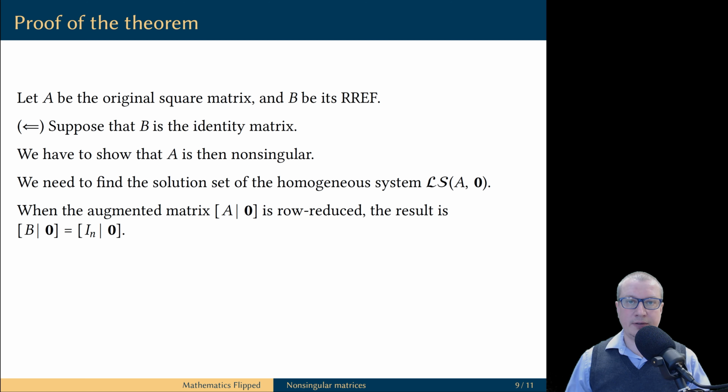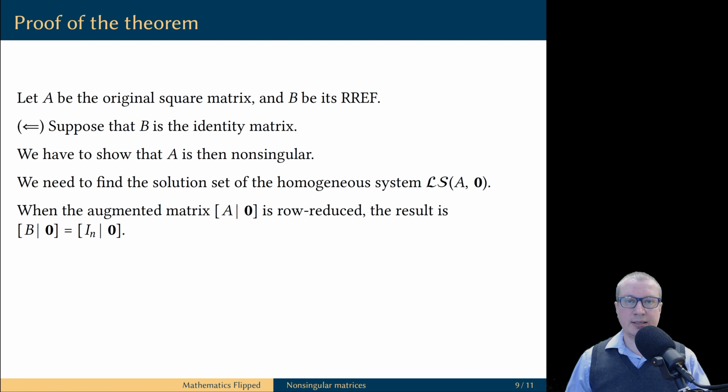To decide if A is a non-singular matrix, we need to solve the homogeneous linear system with A as the coefficient matrix. To do this, we form the augmented matrix of this system, which contains matrix A as the coefficient matrix with the extra column of constants. In this case, it's the zero vector. But now, let's think what happens when we row reduce this augmented matrix.